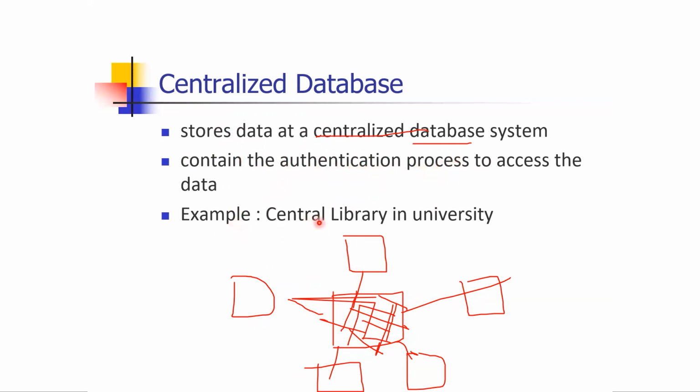For example, a central library in the university: the whole university has one library. That is called a centralized system. So a centralized database means storing the data at a centralized level, and it contains the authentication process if you want to access the data. Example: central library. This is type 1.